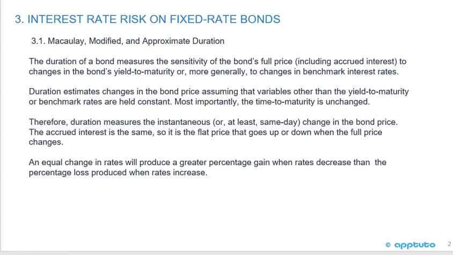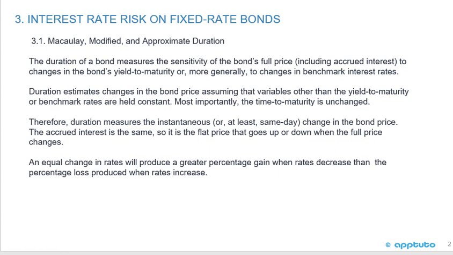The duration of a bond measures the sensitivity of the bond's full price, including accrued interest, to changes in the bond's yield to maturity, or more generally, to changes in benchmark interest rates. Duration estimates changes in the bond price, assuming that variables other than the yield to maturity or benchmark rates are held constant. More importantly, the time to maturity is unchanged.